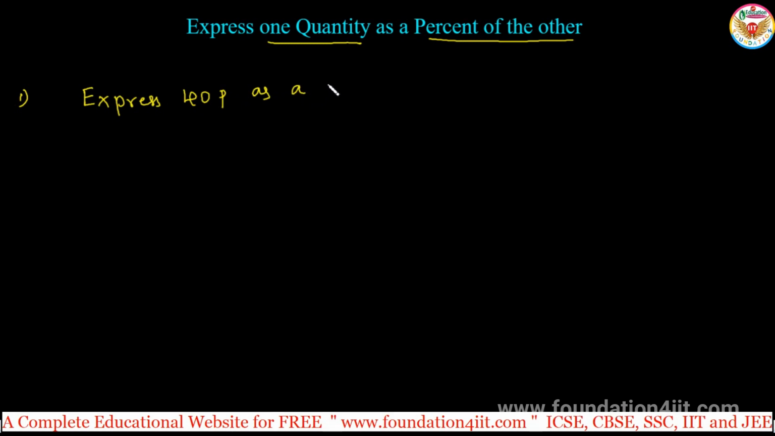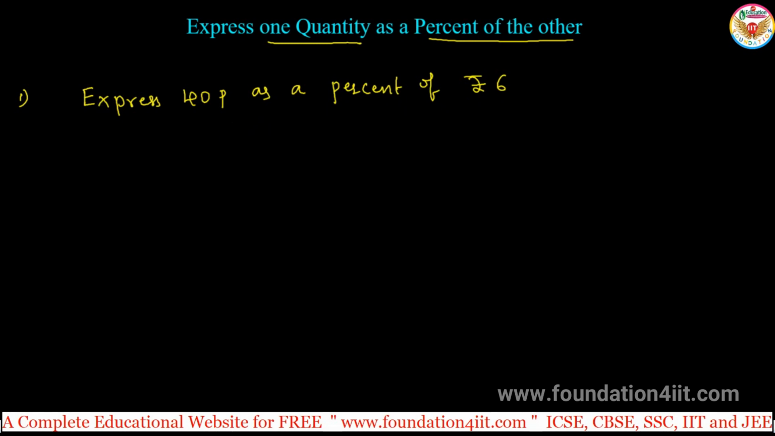Express one quantity as a percent of other. Now, one quantity as the percent of the other. In this topic, let us see the question first, then I'll explain how to do all types of problems in a single way. So for example, express 40 paisa as a percent of rupees 6. That is one quantity as a percent of the other, right?